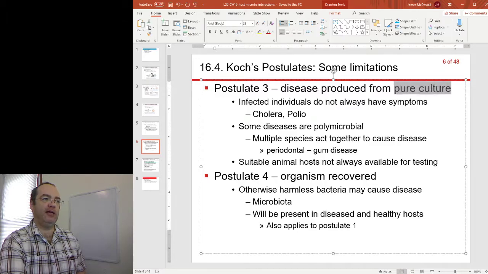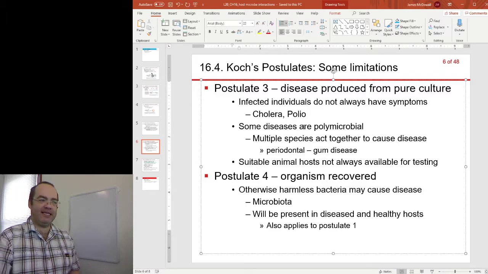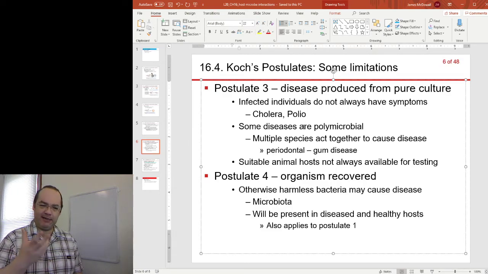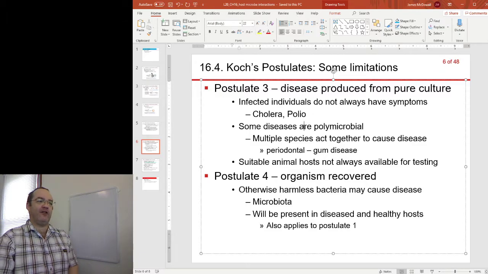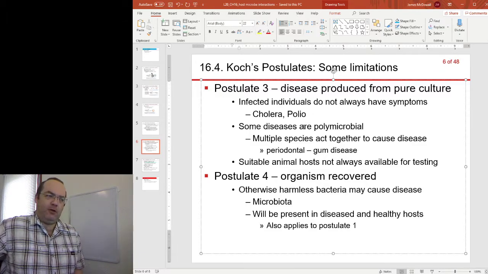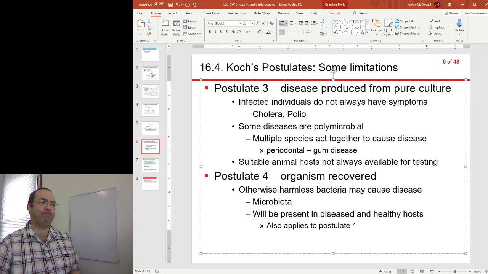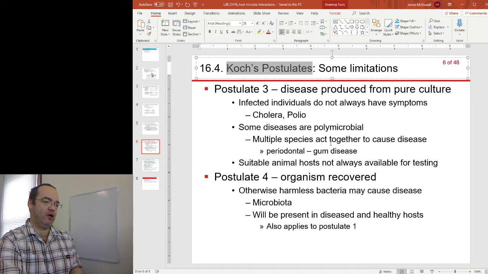Taking that pure culture and putting it into an animal model, for example, there may not be a suitable animal host. We've looked at the idea that some diseases are very, very specific. Some diseases are only going to affect humans. There's then no point in introducing that disease-causing pathogen into anything else other than a human. But clearly, no one's going to be using humans as an ends to support Koch's postulates.